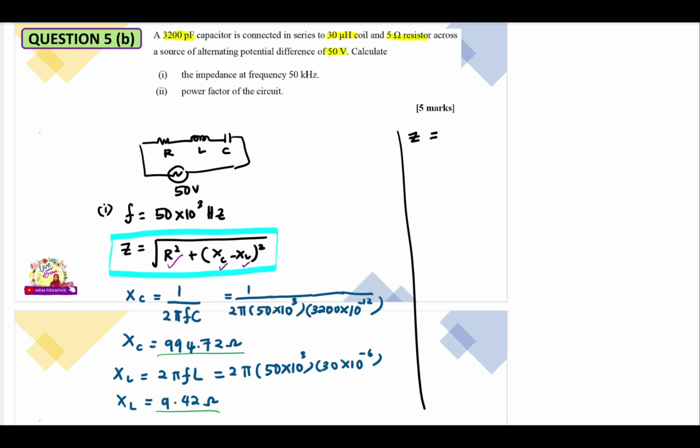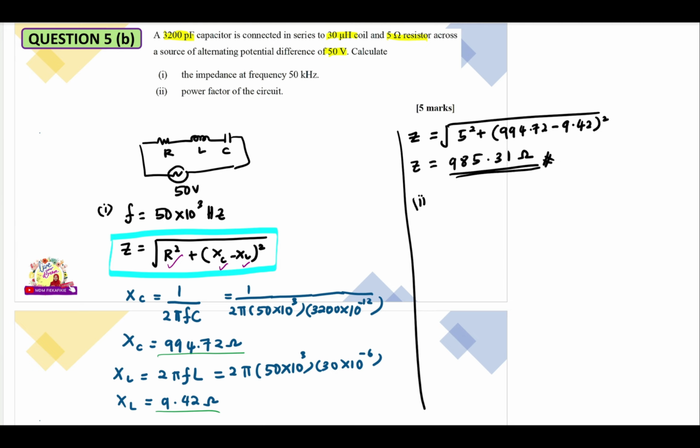So, Z you will get square root of R 5 ohm squared plus XC 994.72 minus XL 9.42 squared. Don't forget the square. So Z you will get 985.31. What is the unit for impedance? Impedance is the total opposition in that circuit. So the unit must be ohm. If you leave it out, there is no unit, you don't get the final answer.